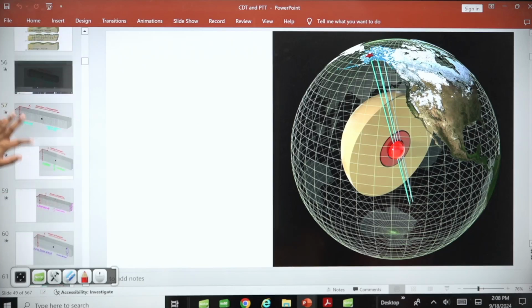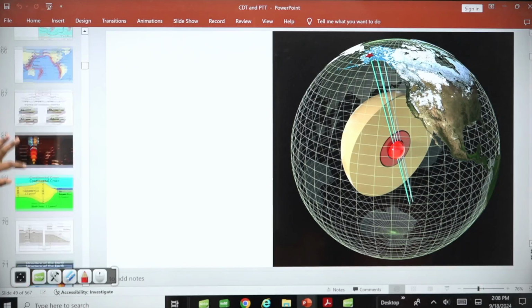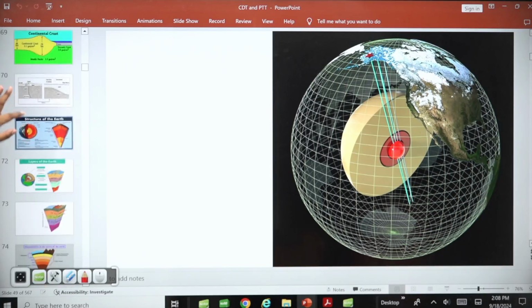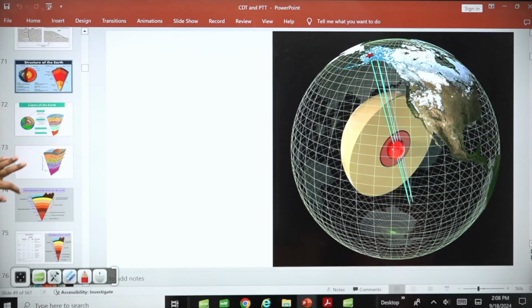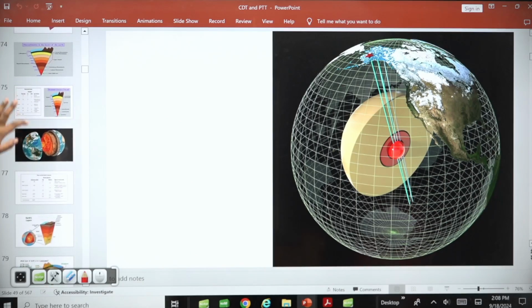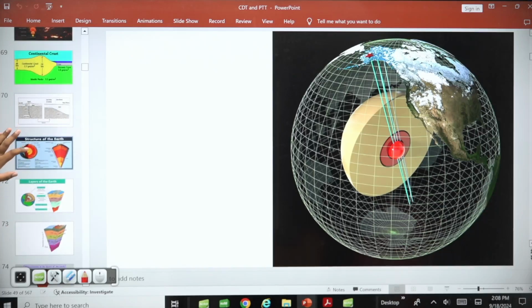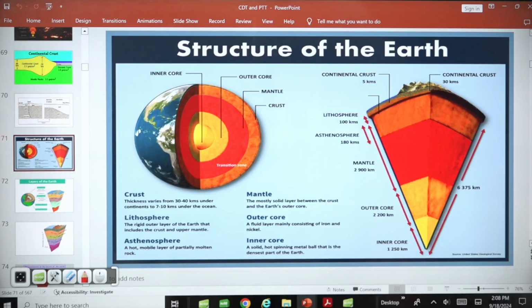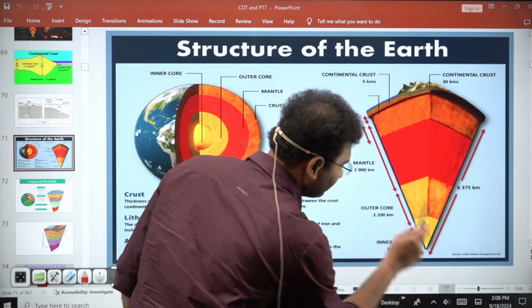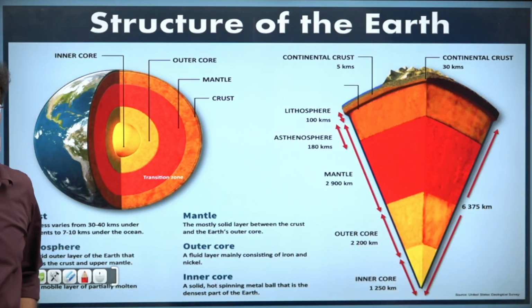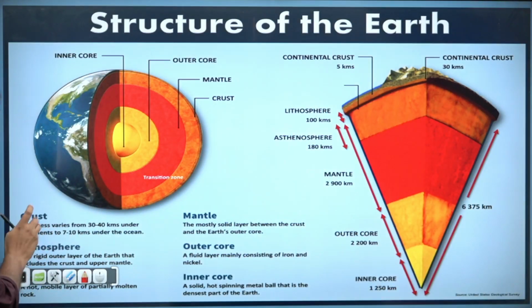Okay, you have learned what the various layers are, but we need to understand what kind of layers you have within the interior of the earth. See, your earth has multiple layers, and these multiple layers are divided into multiple densities. See, just a minute.